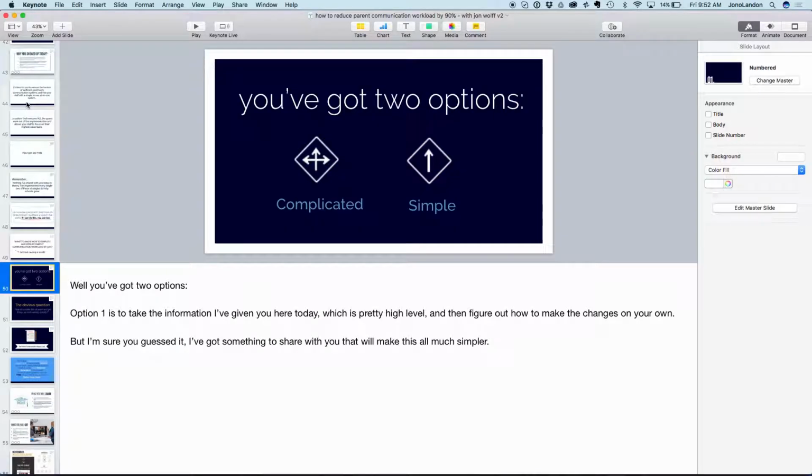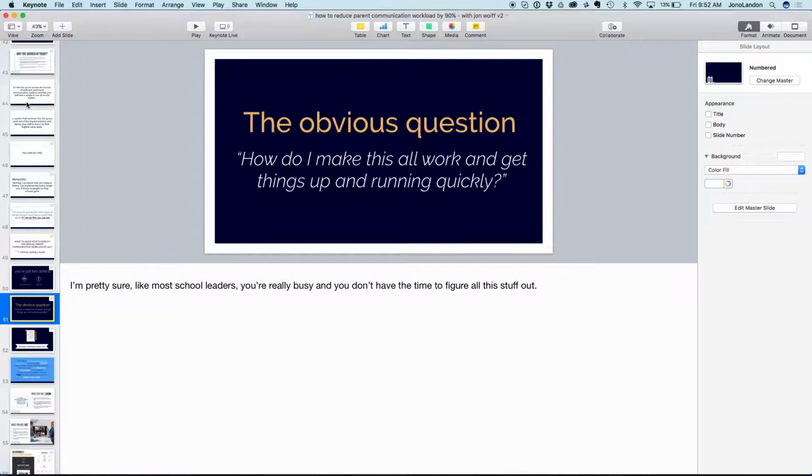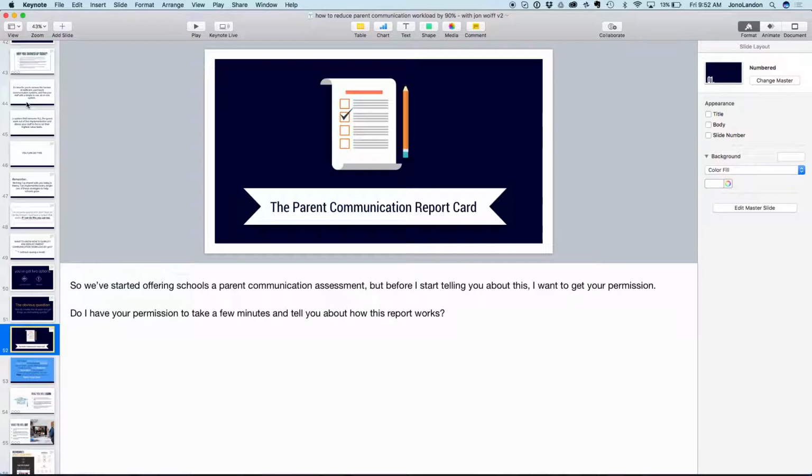But then when I get here, I'm like, okay, you've got two options. Here's all this information. I don't know why you're here today, but you probably want A, B, and C results. You could go the complicated route, figure it all out yourself, or you could go the simple route. So the obvious question is, how do I make all this work easily and quickly? And this is where I start pitching the parent communication.